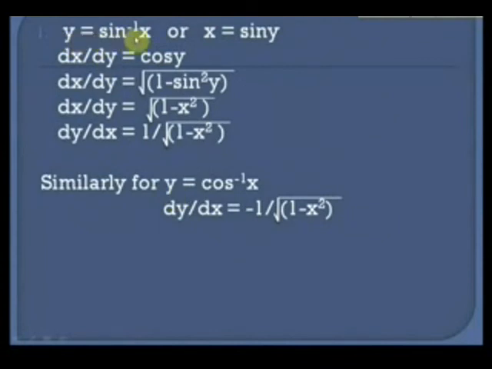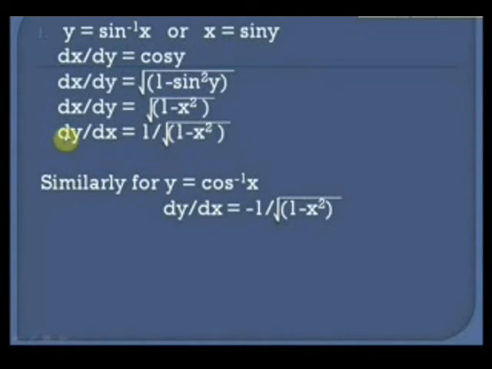Let us say that y is equal to sine inverse x. Now x would be equal to sine y. Now dx by dy would be equal to cos y. Here we differentiate x with respect to y. So dx by dy is equal to cos y. Now cos y could also be written as under root of 1 minus sine square y. So dx by dy is equal to under root of 1 minus sine square y. But sine y is equal to x. So dx by dy would be equal to under root of 1 minus x square, or dy by dx would be equal to 1 by under root of 1 minus x square.